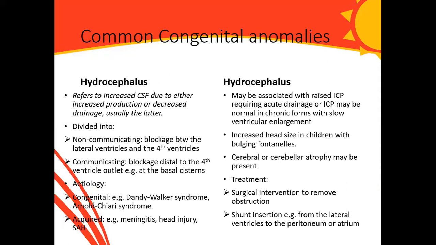One of the things you will see with children with hydrocephalus is that they have increased head circumference with bulging fontanelles. Because of the space taken up by the CSF, you can have cerebral or cerebellar atrophy. And a lot of times in treatment, the surgical intervention is to remove the obstruction and to insert a shunt from the lateral ventricles, either to the peritoneum or to the atrium. So this is what we know as our ventriculoperitoneal drainage. So this is in a nutshell hydrocephalus.